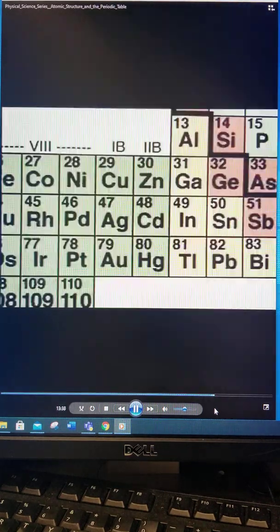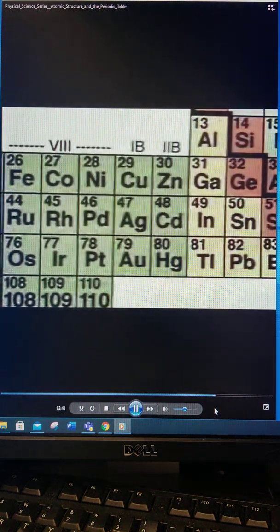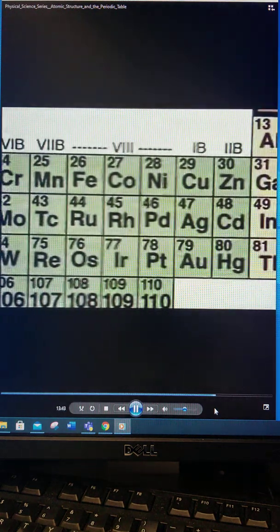We have explored just a small amount of the information found on the periodic table. Next time you get a chance, spend some time exploring the periodic table. You will be surprised at the amount of interesting facts you will learn.